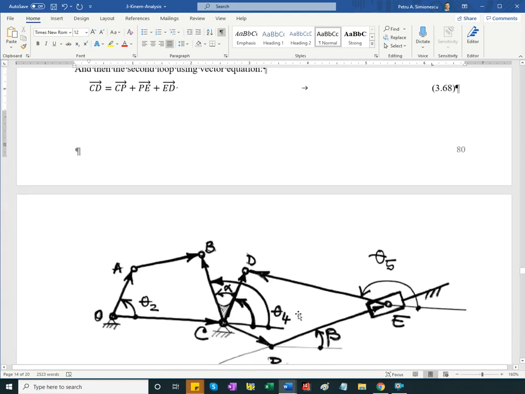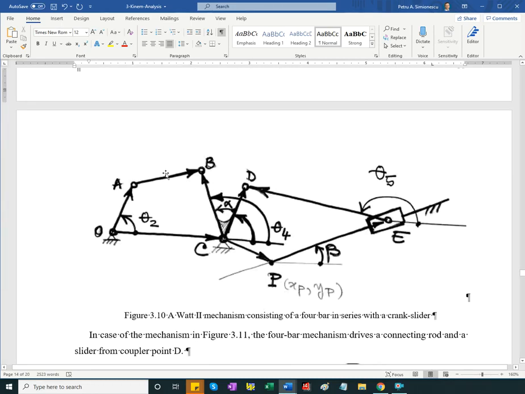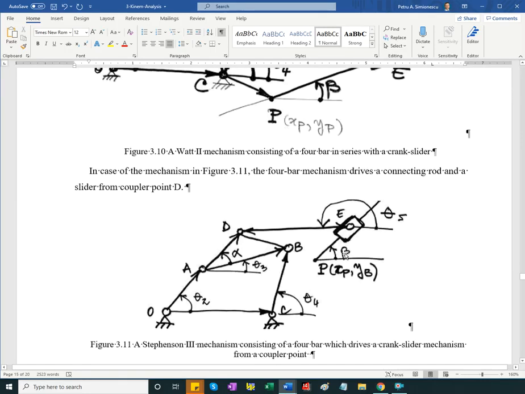Okay, if we have multiple loop mechanisms, like this Watt linkage, a 4-bar in series with a crank slider or rocker slider, we need to take care of the first loop first, and then write the equation for the second loop, and have the output link of the first loop, the 4-bar, be the input link of the second one.